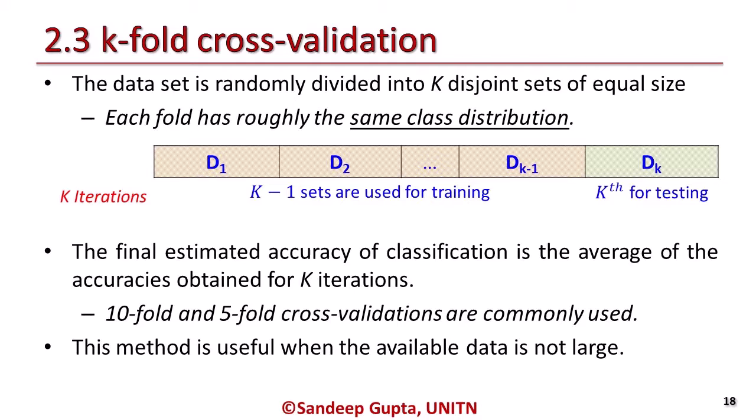The next method is k-fold cross-validation. In this method, the data set is randomly divided into k disjoint sets of equal size. Each fold has roughly the same class distribution. The classifier is trained with k-1 subsets, and the remaining one is used as a test set. This process is repeated k times. The final estimated accuracy of classification is the average of the accuracies obtained for k iterations. 10-fold and 5-fold cross-validations are commonly used. That can be obtained by 10 and 5 partitions of a dataset, respectively. This method is useful when the available data is not large.